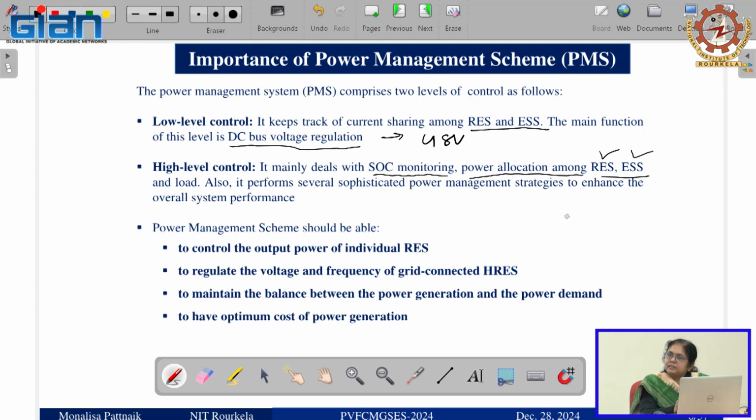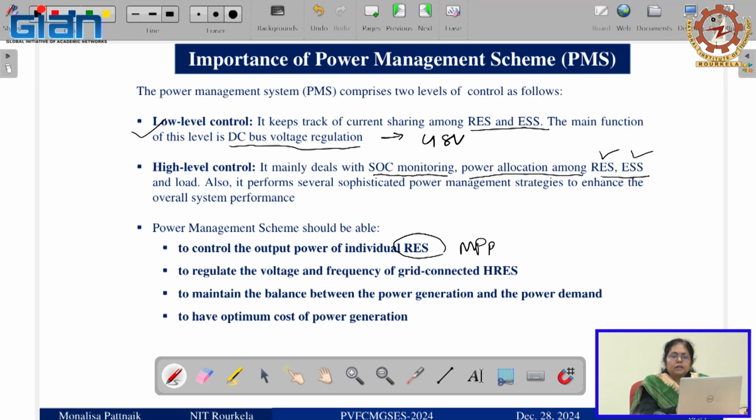Because this is a standalone system, I am not talking about anything grid connected here. Try to remember that. That is another thing we have to consider, because the grid connected system design will change a little bit. So this is a standalone system where we are going to do these two operations in the power management scheme we have developed. What is the criteria? It should be able to control the output power of individual RES by doing MPPT.